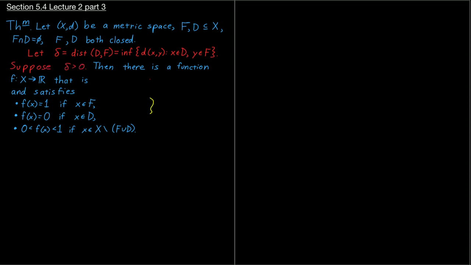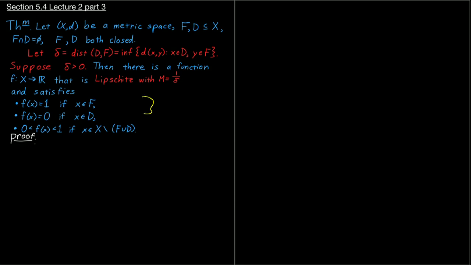delta is positive. Then there is a function f that is Lipschitz with m, in fact, equal to 1 over delta, that satisfies these conditions. So when we prove this, we're going to end up using a different function f than we saw before, just because it makes it a lot easier to prove it's Lipschitz with the bound we want.